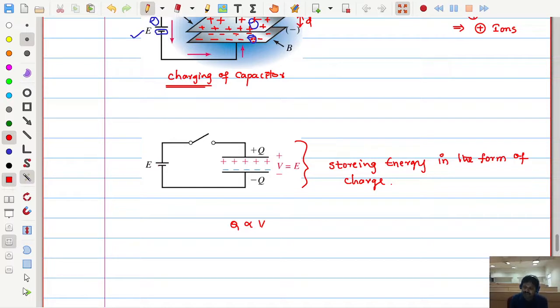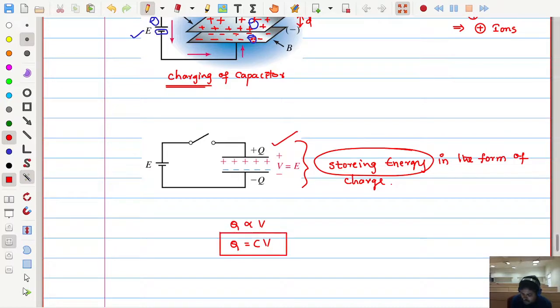If we leave it like that, then suddenly switch off or disconnect the battery, the same amount of voltage is going to be retained on this. That is what we call storing the energy. How is it storing the energy? In the form of charge. So this proportionality constant we call the capacitance C. Q is equal to CV.